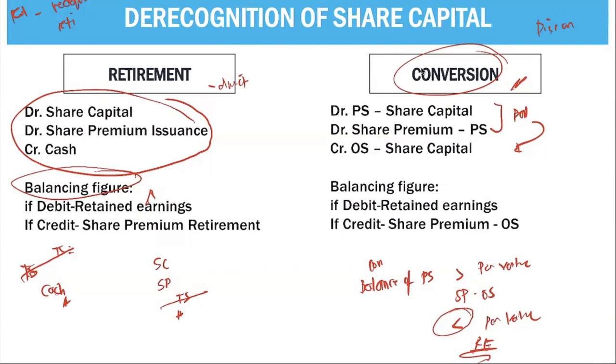What is the effect? Will it increase share premium? Will it decrease share premium? Will it increase retained earnings or decrease retained earnings? Or what is the effect on your share capital? So please remember those rules.